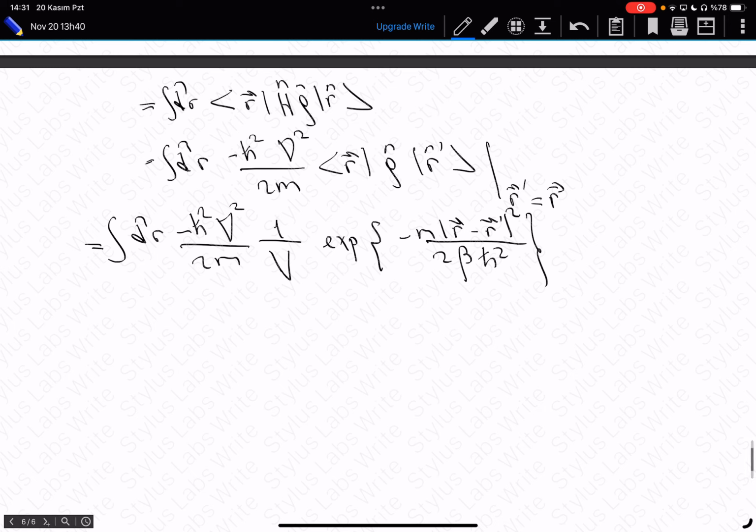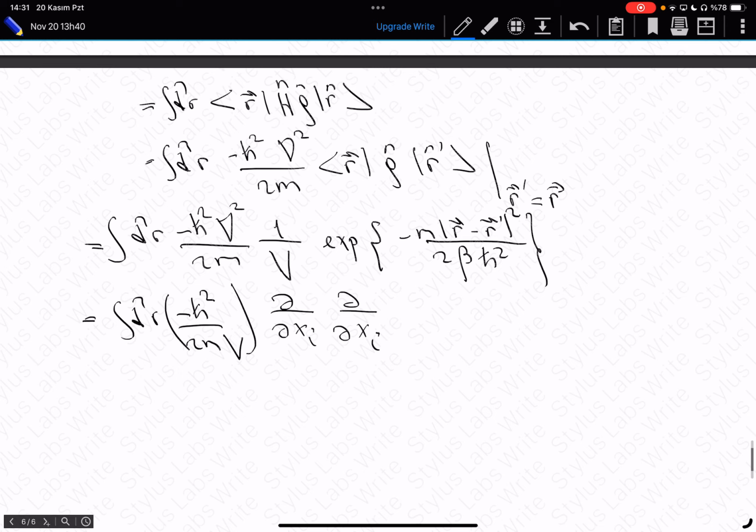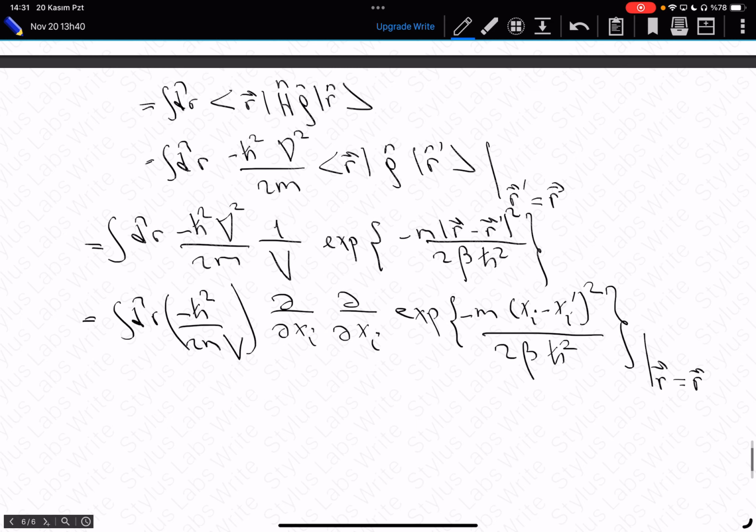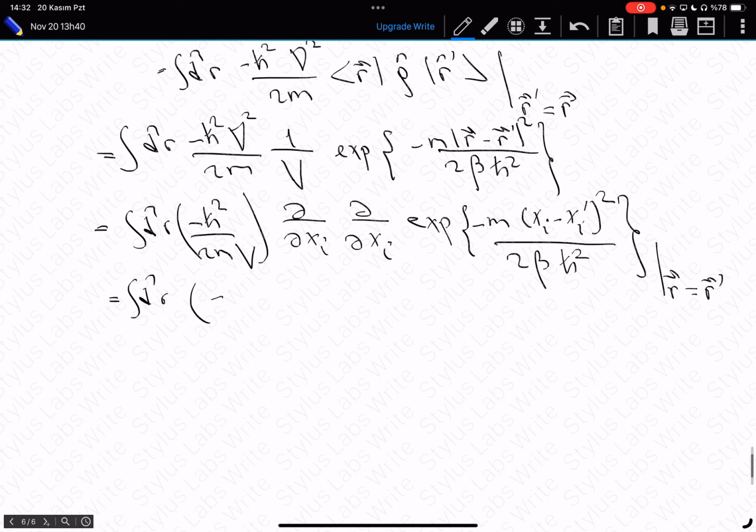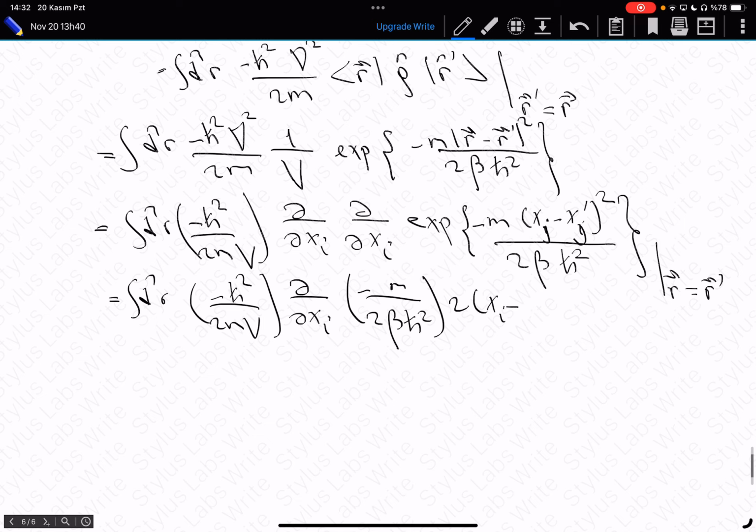Well, that term will be 0 when r is equal to r prime. Well, let's see. d cubed r minus h bar squared over 2mv times del over del xi del over del xi of the exponent of minus m xi minus xi prime squared divided by twice beta h bar squared, evaluated at r equal to r prime. This is equal to d cubed r minus h bar squared over 2mv, derivative with respect to xi of minus m over twice beta h bar squared times twice xi minus xi prime, times the exponent. Everything evaluated at r equal to r prime.